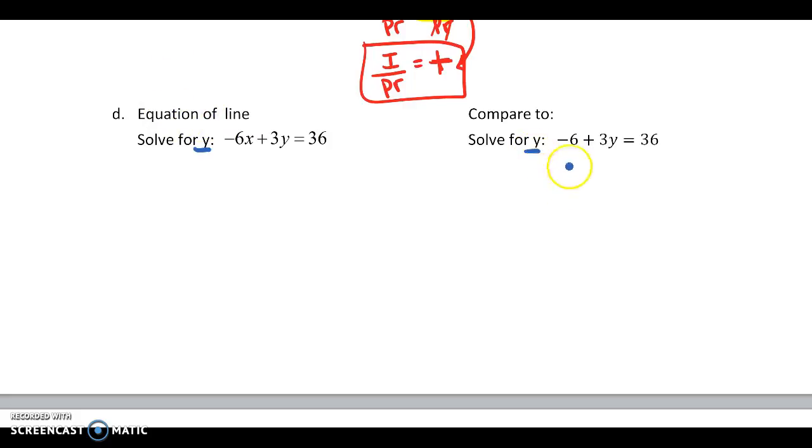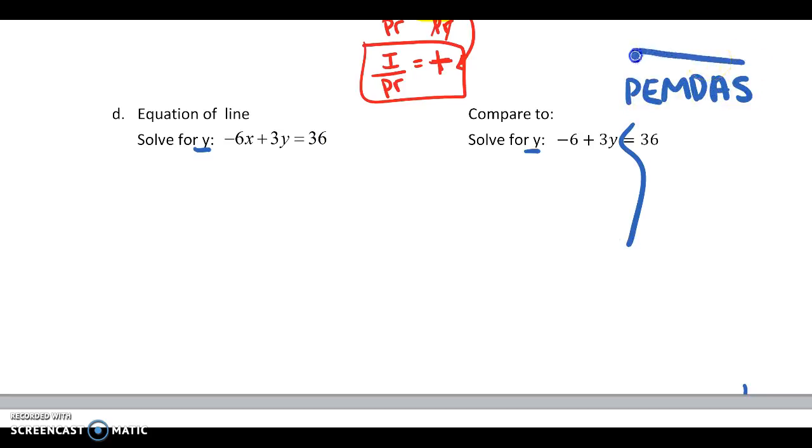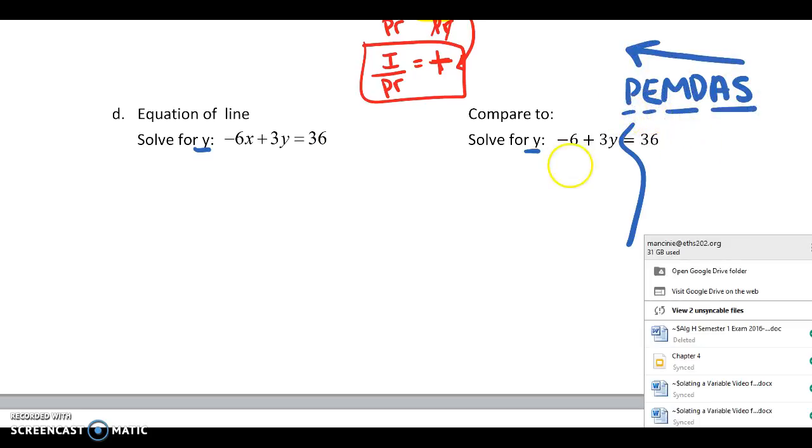So if I want to solve for y, I've got to get rid of everything that's bothering the y. So anything that's on the y side that's not the y, I've got to get rid of. I'm going to get rid of the 3 and the negative 6. Okay, but anytime you solve an equation, you guys remember PEMDAS? Well, we actually work backwards to solve an equation. So you have to take care of addition or subtraction first, then multiplication or division, then exponents and parentheses. So addition or subtraction comes first.